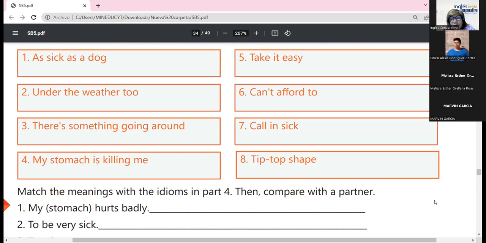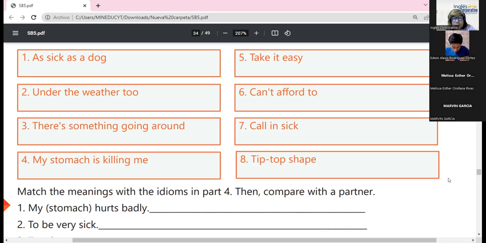Who else wants to say it? Melissa? I don't know. Melissa, are you going to participate? Can you read the eight idioms, please?